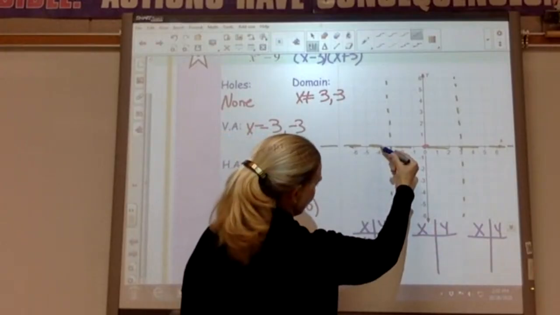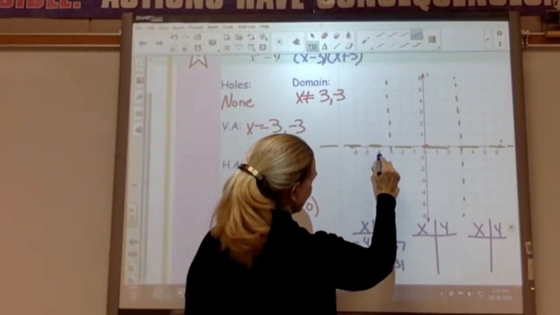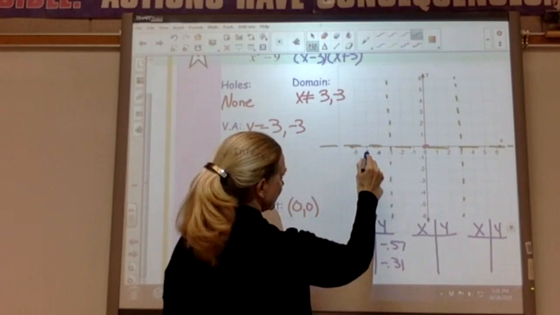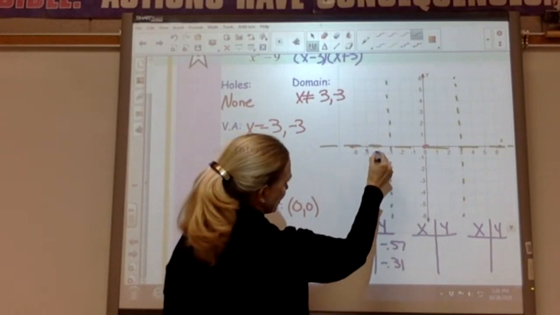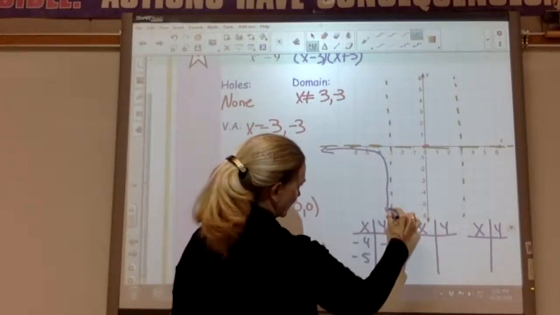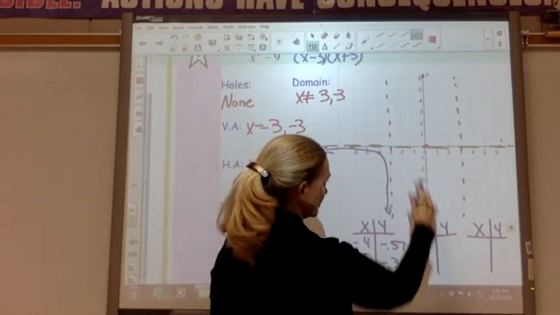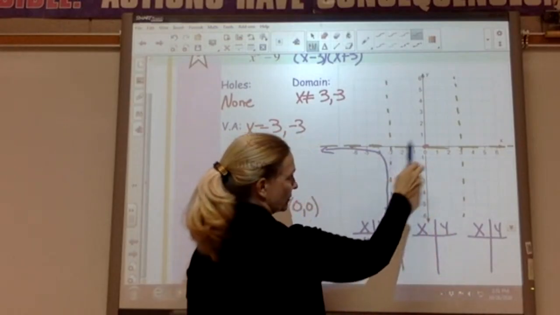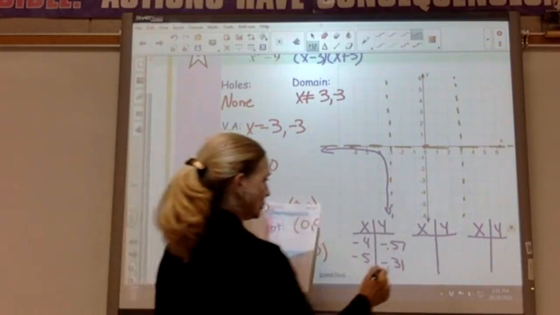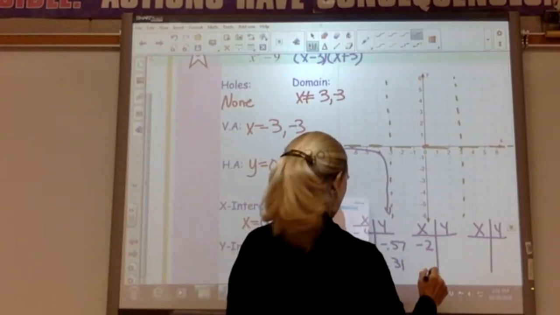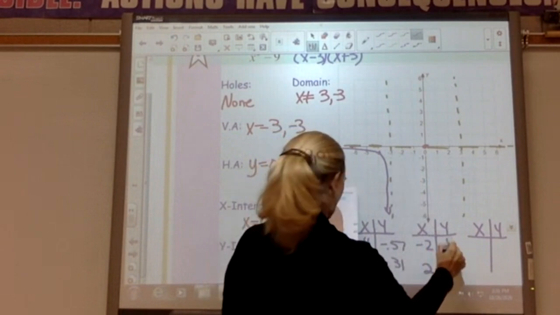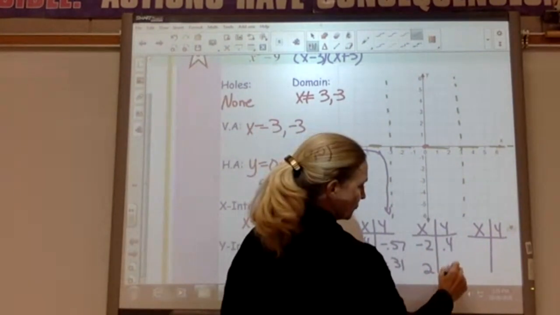So I graph this. Let's see, so -4, -0.57, right here. And then -5 and -0.3. So this tells me this curve is going to start hugging this horizontal, and then it's going to come down here and hug this vertical. Right here in the middle, I need some numbers between -3 and +3. So I chose -2 and +2. So -2 is 0.4 and +2 is -0.4.